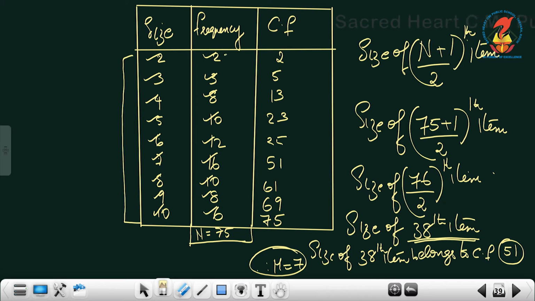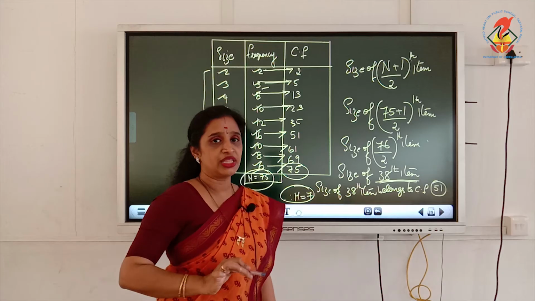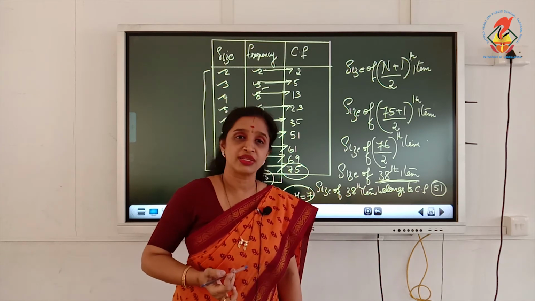How to find out the cumulative frequency? The first value will be as it is, 2. From the next step onwards, add 2 with 3, what do you get? 5, isn't it? So 5 plus 8, 13. 13 plus 10, 23. 23 plus 12, 35. 35 plus 16, 51. 51 plus 10, 61. 61 plus 8, 69. 69 plus 6, 75. So the last value of your cumulative frequency will definitely be your n. That is how you check whether your frequency is correct or not.